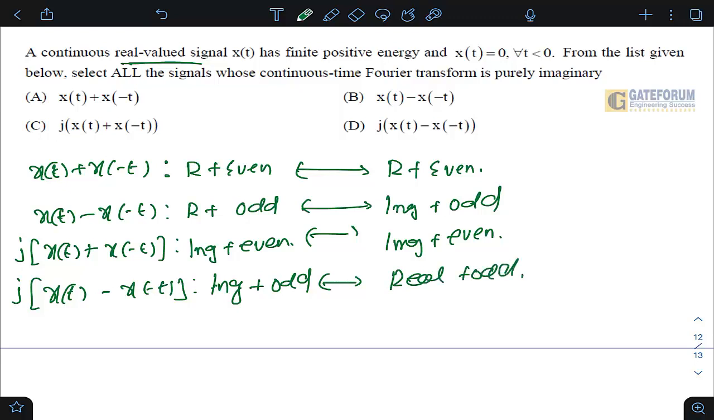What you are supposed to find: select all the signals whose CTFT is purely imaginary. So purely imaginary means this and this, which means B and C. These are the two functions whose Fourier transform will be purely imaginary, and it's an MSQ question, right? So the answer has to be options B and C. Okay, a standard symmetry property based question.